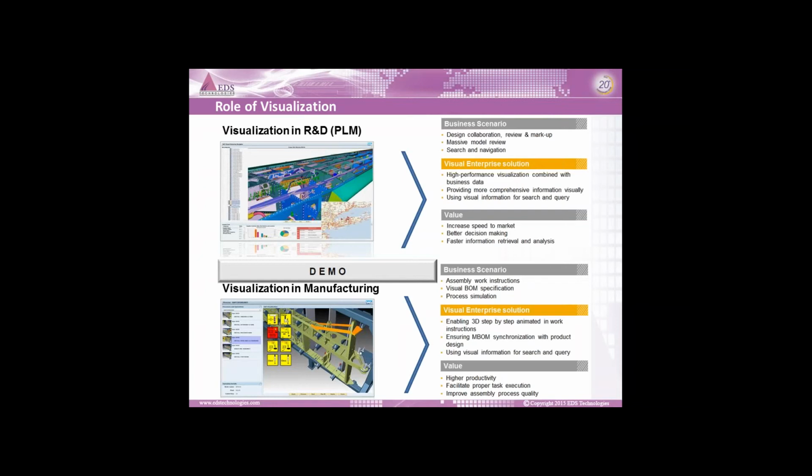To start with R&D, the business scenarios that we come across are design collaborations, reviews, and markups. The massive model reviews where design reviews happen, the engineering change notifications that need to be addressed, and so on and so forth. How does the visual enterprise solution play a role? High performance visualizations combined with business data bring real value across your enterprise, providing more comprehensive information visually rather than textual information, words, or numbers.